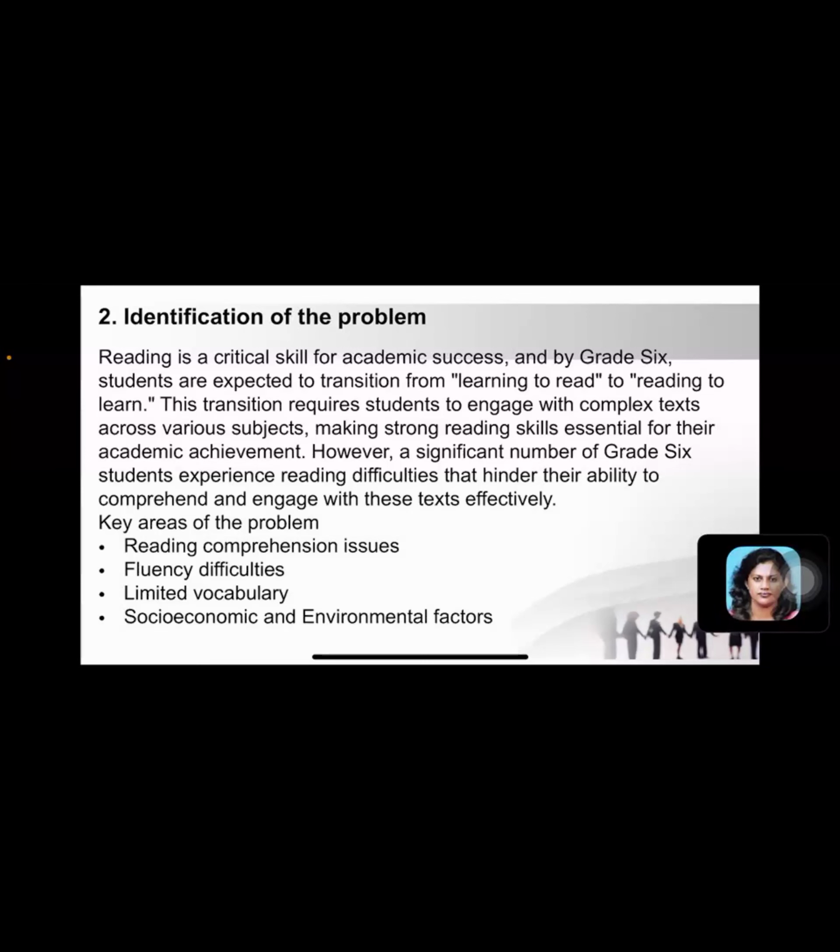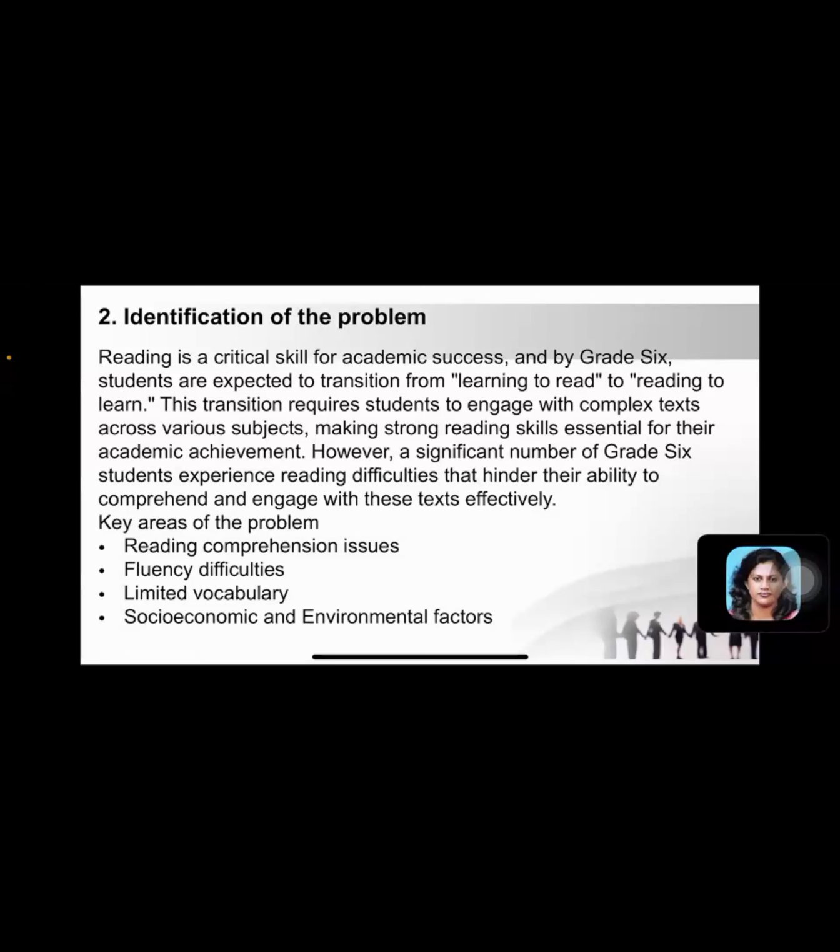However, a significant number of grade 6 students experience reading difficulties that hinder their ability to comprehend and engage with these texts effectively. These are the key areas of the problem: reading comprehension issues, as I said earlier, fluency difficulties, limited vocabulary, and also socio-economic and environmental factors.